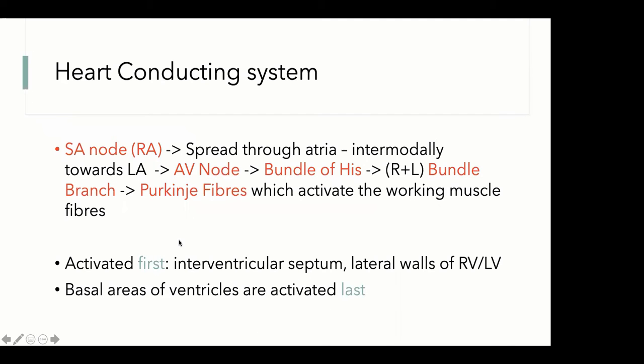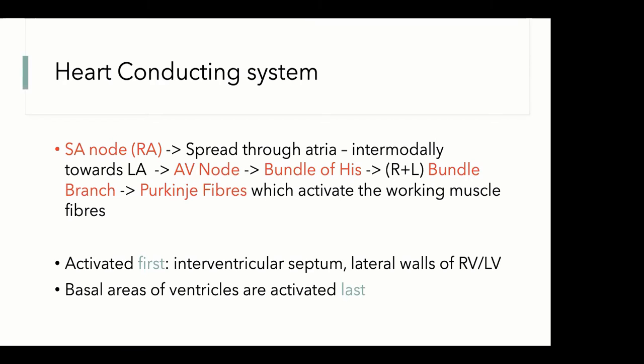Let's talk about anatomy then. We said that an impulse starts. Where does it start? It starts at the sinoatrial node, which is found in the right atrium. From there, it spreads through the atria internodally towards the left atrium, so from the right to the left, carrying on towards the AV node, following to the bundle of His, and then leading to the right and left bundle branches of Tawara, finishing at the Purkinje fibers, which will activate the working muscle fibers.